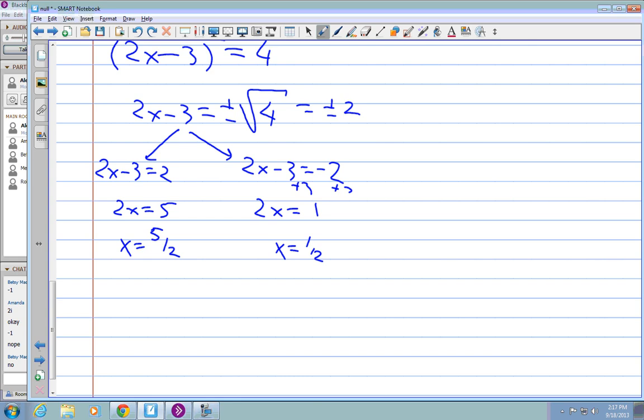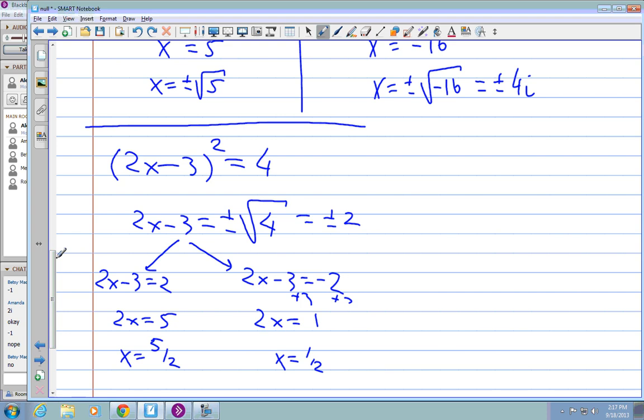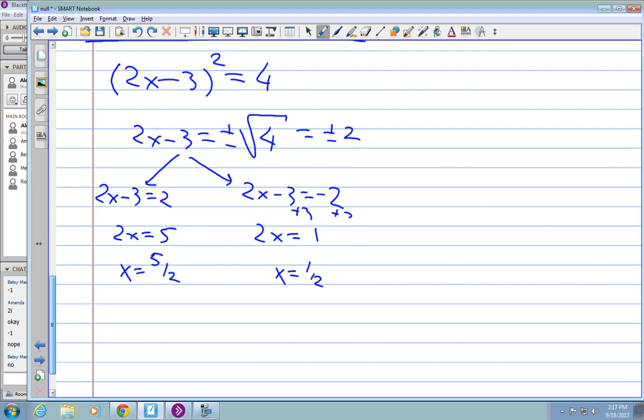Is that okay? So again, if all your variables are under the square, we can do that. If the other side also had an x, we won't be able to do that. We'll have to do something else. But if you have everything under the square equals a number, you're good to go. Is that good?